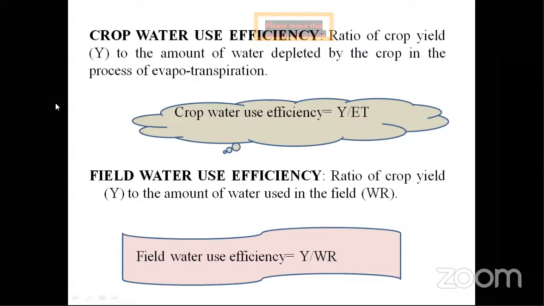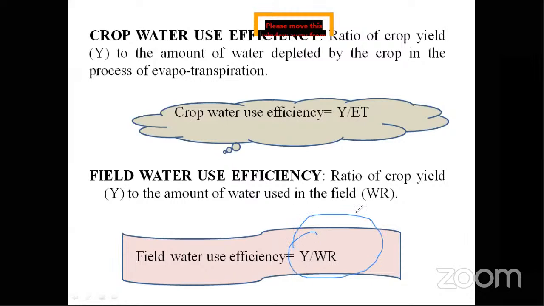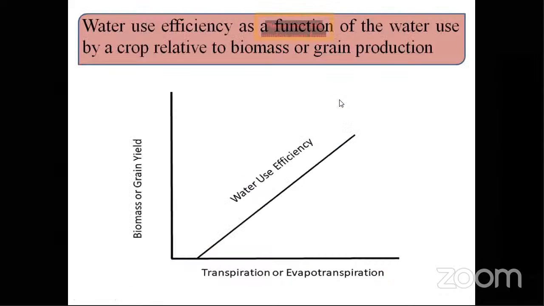First one is crop water use efficiency. It is the ratio of crop yield produced to the amount of water depleted by the crop in the process of evapotranspiration. Here we can see the formula: yield divided by evapotranspiration of the crop. And the next one is field water use efficiency. It is the ratio of crop yield to the amount of water used under field conditions. That is yield divided by water requirement, meaning water used under field conditions. The difference between crop water use efficiency and field water use efficiency is that in the first the denominator is evapotranspiration, and in field conditions the denominator is water supplied to the field.